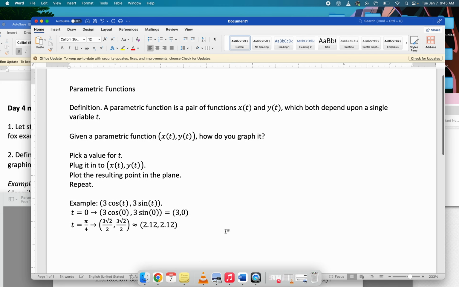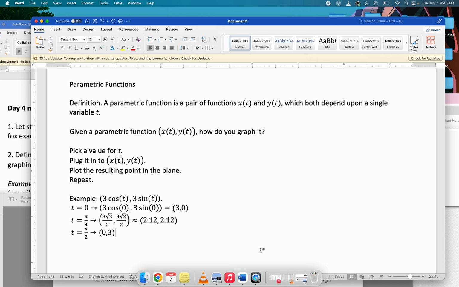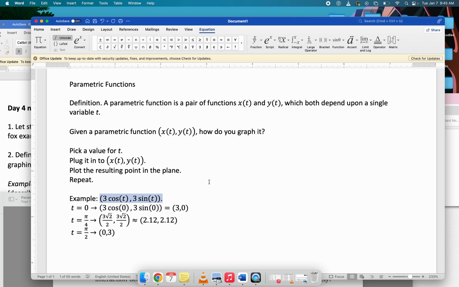And you just keep doing this until a nice picture emerges. If you plug in t equals pi over 2, then you're going to get 0, comma 3, right? And if you do this, then you'll eventually get a bunch of points. You connect the points with a smooth curve, and that's the graph. If you're curious, this parametric function actually happens to represent a circle of radius 3 centered at the origin. There's a couple of ways that you can test that using technology.